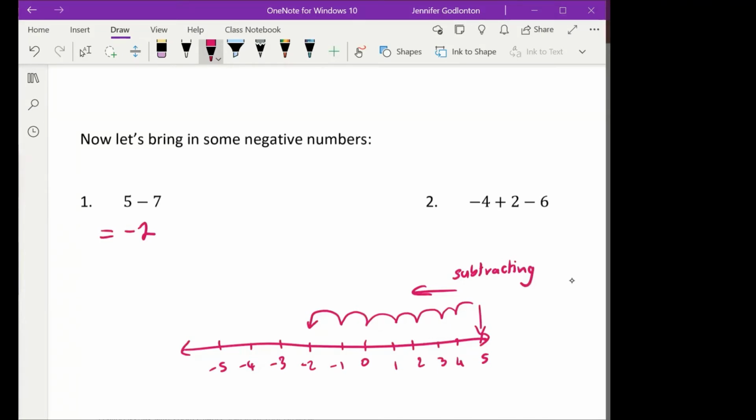What would happen if I'm looking at number 2? So number 2, I've got -4, and then I'm adding 2, and then I'm subtracting 6. So you can use this number line sort of here to help you if you need it. But if I'm on -4, then I'm adding 2, and then I'm subtracting 6. What would my final answer be?